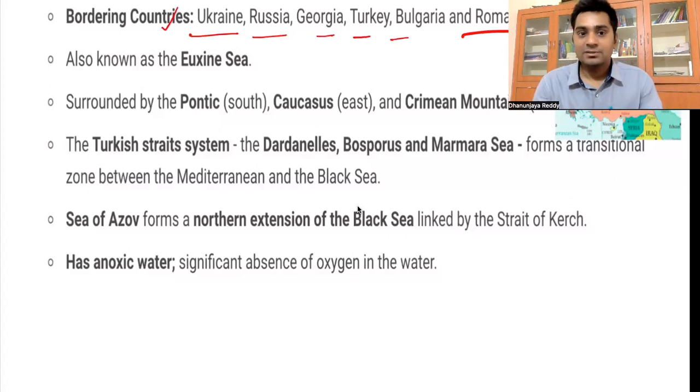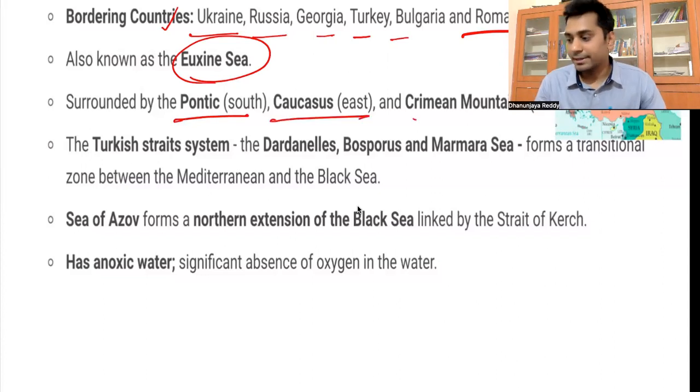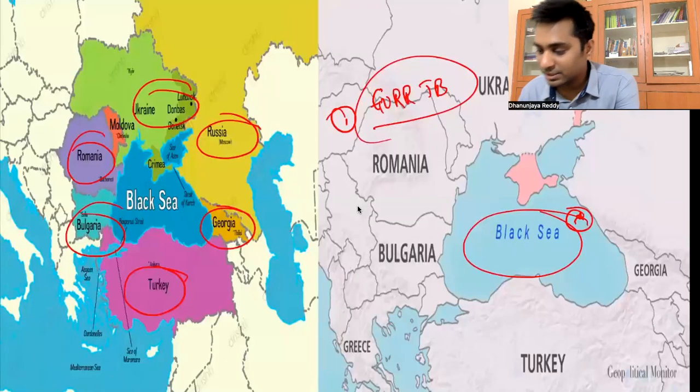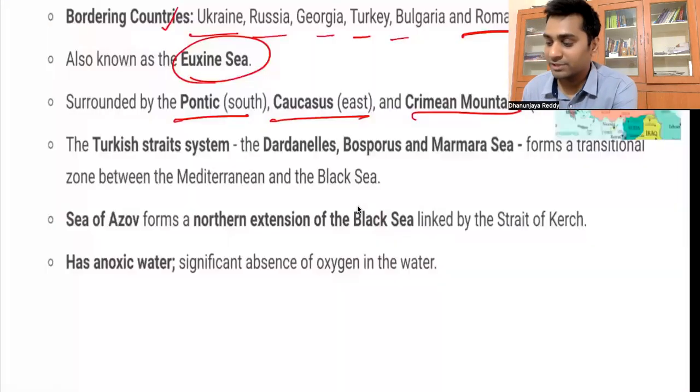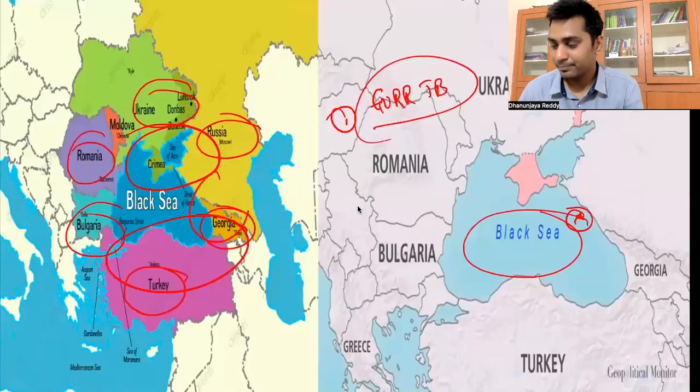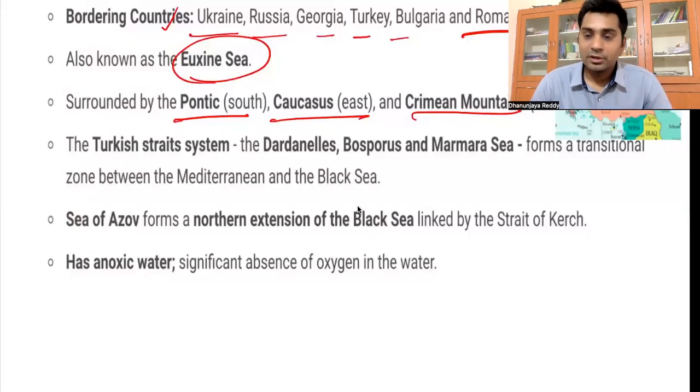The Black Sea is also known as the Euxine Sea. It is surrounded by the Crimean Mountains in the north, the Pontic Mountains in the south, and the Caucasus Mountains on the east. This is how the Black Sea is surrounded. Next, here you have some straits: Dardanelles, Bosphorus, and the Marmara Sea. I'll show you on the map. This is also very important, and the Sea of Azov is important.